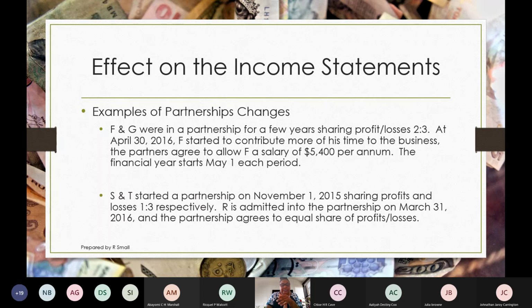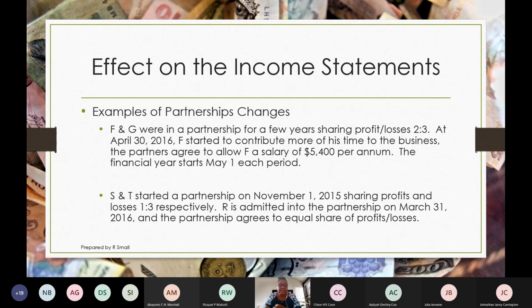The second one here is that S and T started a partnership on November 1st, 2015, sharing profits and losses 1 to 3 respectively. So S was getting 1 quarter and T was getting 3 quarters. But what happened is R is admitted into the partnership on March 31st, 2016, and the partnership agrees to equal share of profits.